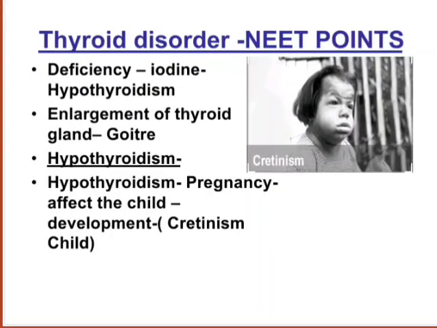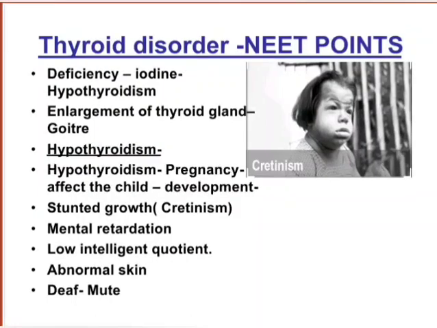Thyroid gland disorders we can divide into 2 categories. Number 1, hypothyroidism, and number 2, hyperthyroidism. Let us discuss hypothyroidism first. Hypothyroidism during pregnancy. That means if the pregnant woman consumes less iodine in her diet, it causes defective development and maturation of the growing baby, which leads to a cretinism child. The cretinism child has stunted growth and very low mental activity, mental retardation. Their IQ level is also very low, low intelligence quotient, abnormal skin, and the child is unable to speak and hear, deaf and mutism.